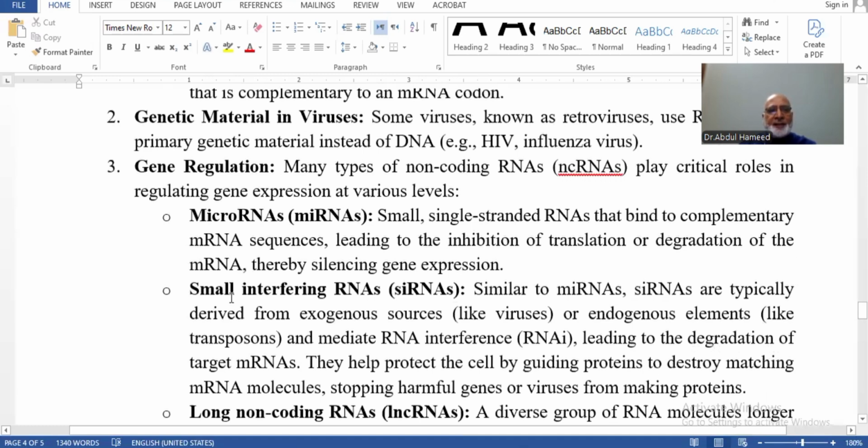Micro RNAs, abbreviated as miRNAs, are small single-stranded RNAs that bind to complementary messenger RNA sequences, leading to inhibition of translation or degradation of the messenger RNA. Their function is to control the silencing of the gene if it is required.